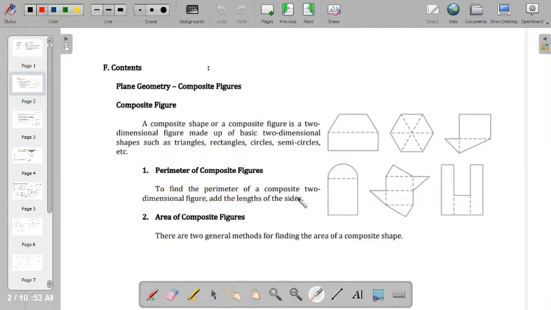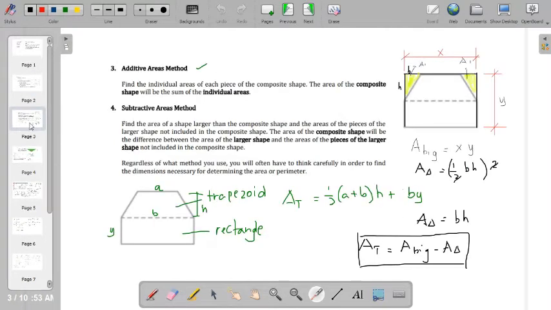So the perimeter of this composite figure is simply adding all the lengths of the sides. And for the area of composite figures, you can do it in two ways. First you have the additive areas method. Here you simply take the areas of the shapes and add up all the areas. And then you have the subtractive areas method.